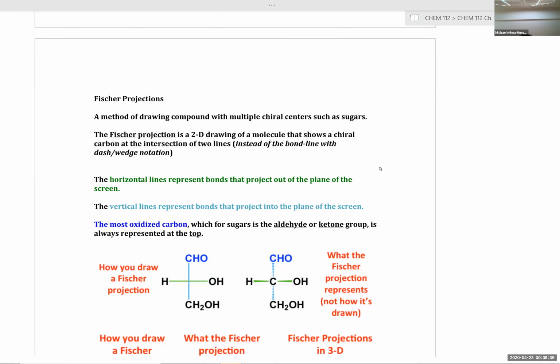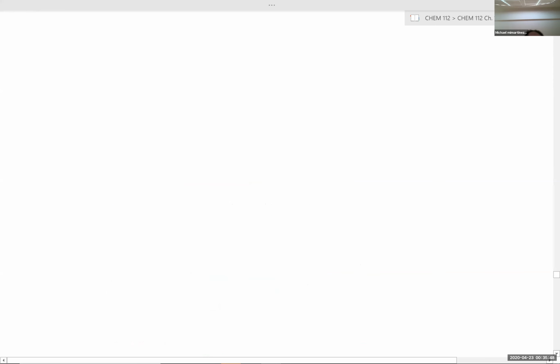So today we're going to be talking about, in one aspect of our discussion of stereochemistry, I always like to talk about Fischer projections. So Fischer projections are really wonderful.